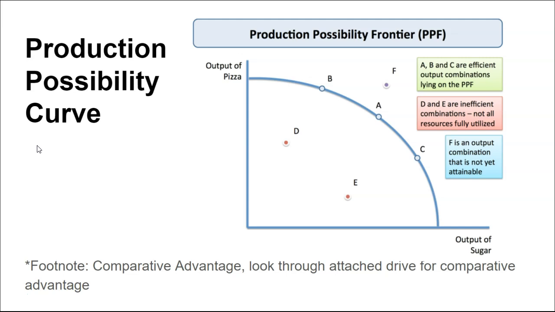So the production possibility curve, a frontier would be just the table for it, is we have two goods being produced. Pizza and sugar is the example here. Now this is where comparative advantage can be used, and so we can definitely look at that at a different time, but that's a different video.